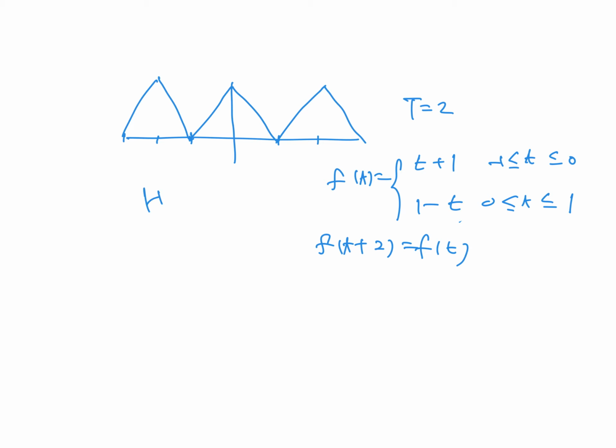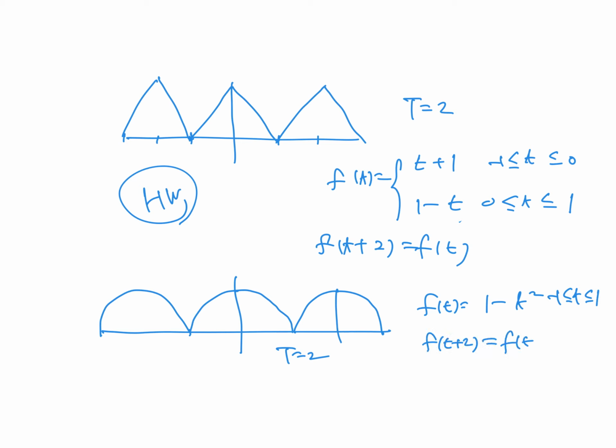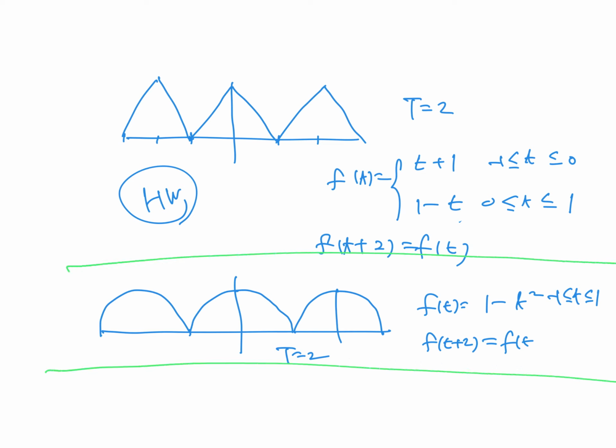So this is again homework. Another interesting problem is, again T is equal to 2, f(t) is 1 minus t square, right? Between minus 1 and 1. Again homework.